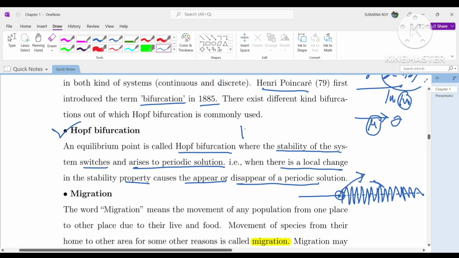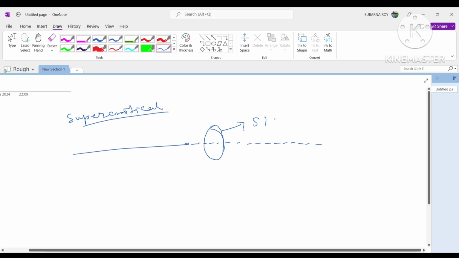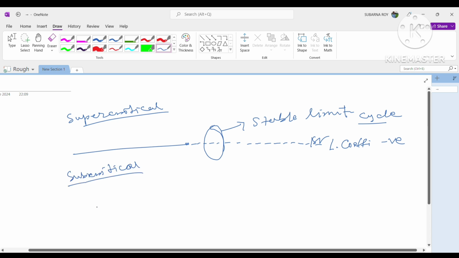There are two types of Hopf bifurcation, supercritical and subcritical. First we discuss supercritical. If the equilibrium point is stable and after a certain point it becomes unstable, and around this unstable equilibrium point there is a stable limit cycle, then the first Lyapunov coefficient becomes negative in this case.